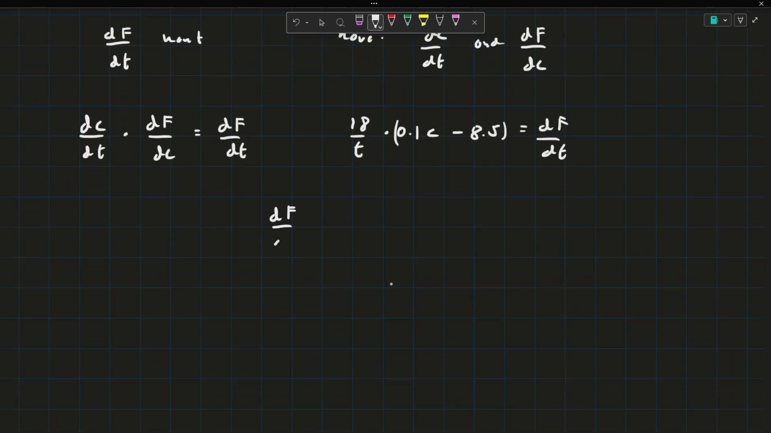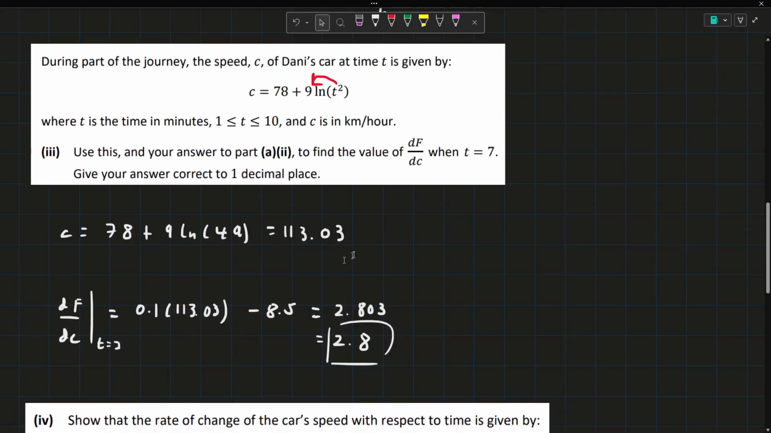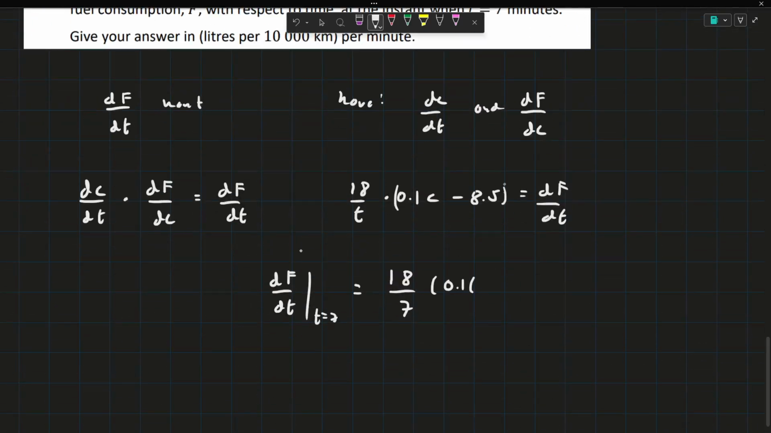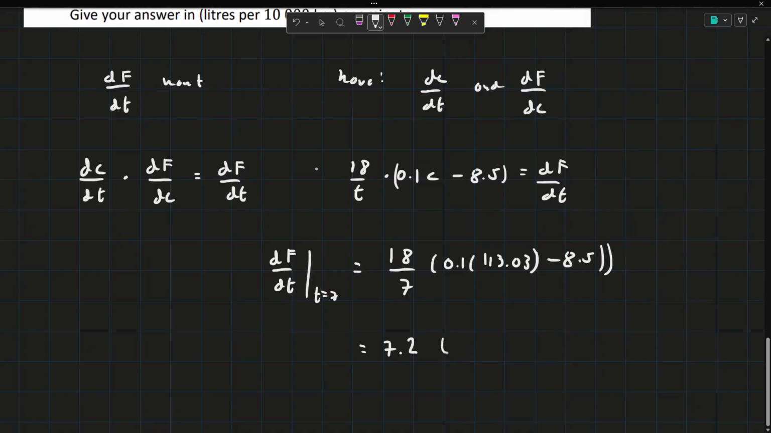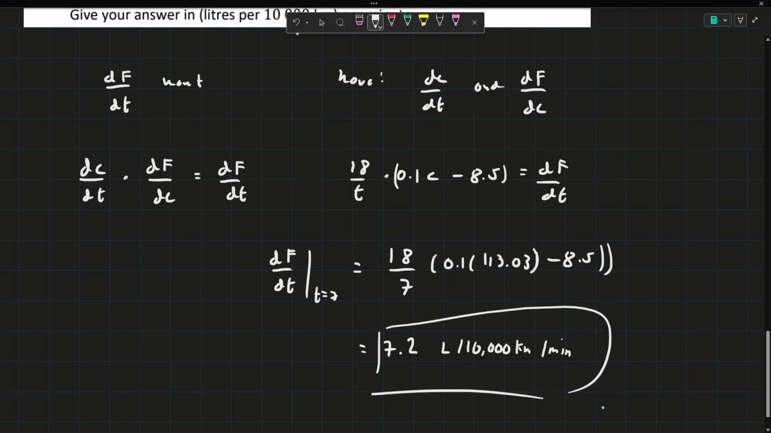So df over dt when t is equal to 7 is equal to 18 over t, and t is 7, multiplied by 0.1, and then remember c was equal to 113.03 when t was equal to 7. So you have 113.03 minus 8.5 in a bracket, and then we can just put that into your calculator. When you do that to one decimal place, they didn't specify but we'll do one decimal place, we'll get 7.2, and then the horrible units of liters per 10,000 kilometers per minute. And that is our answer.